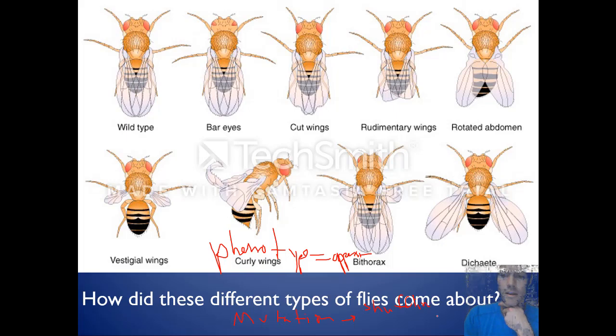And that could be independent assortment, or you could have crossing over to do that for you. So independent assortment, crossing over, fertilization. Sorry, so sloppy, but independent assortment, crossing over, fertilization.